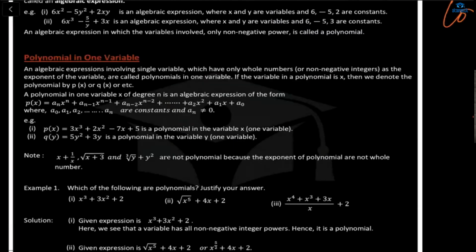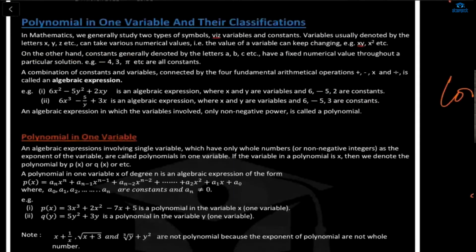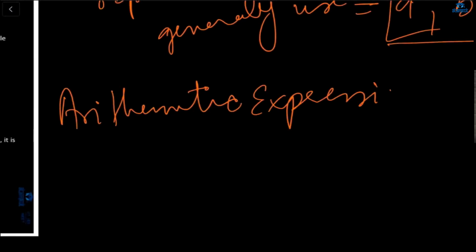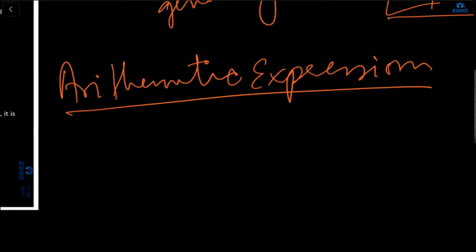Okay, now let's see how polynomials are written. The combination of constants and variables, with arithmetic operations like plus, minus, division, multiplication. If you use these operations with a combination of constant and variable, then they form an expression, called an arithmetic expression. These are the basic terms, for your knowledge. Nobody is going to ask you. These are the simple basic terms that you should know.